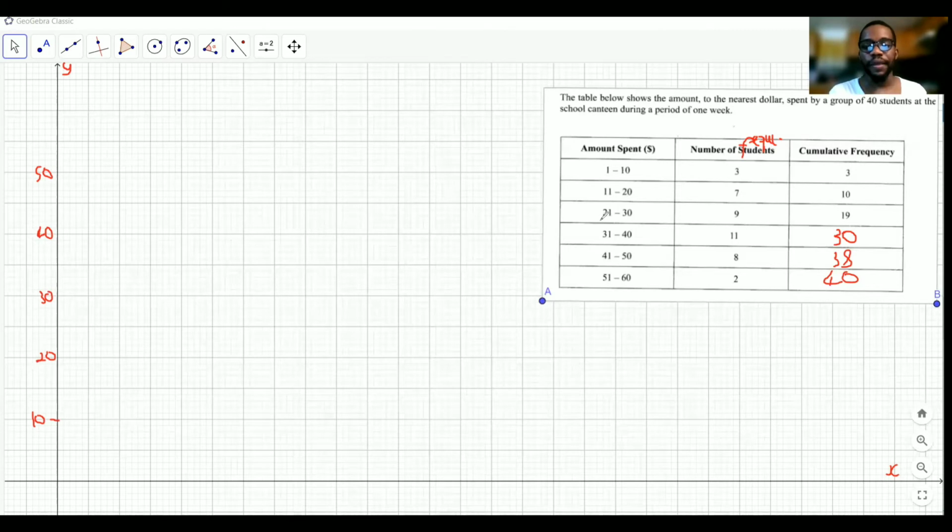Now, I'm going to do 2 examples, but my first example is I'm going to plot it using the upper boundary. So I could probably start here. Here I'm going to have 10.5. And then I'm going to have 20.5. I'm going to have 30.5. Then I'm going to have 40.5. Okay, let me write this properly so we can all see it.